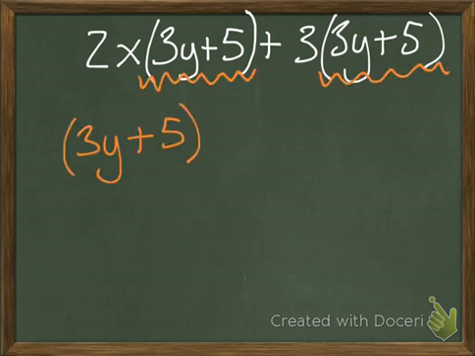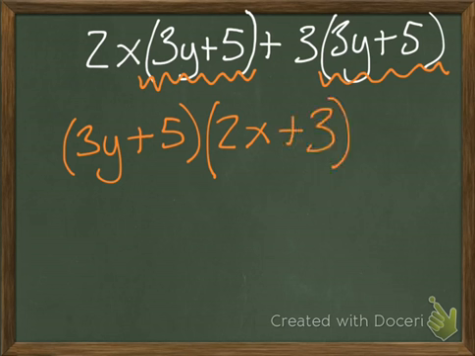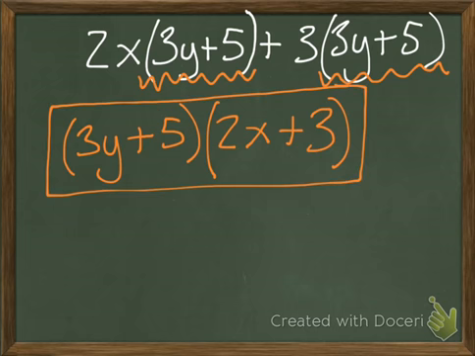Let's pull that out. And once we pull that out, we're going to write in a second set of parentheses what's left. So on the left we have 2x, and on the right we have plus 3. This is our completely factored expression. We factored this by grouping.